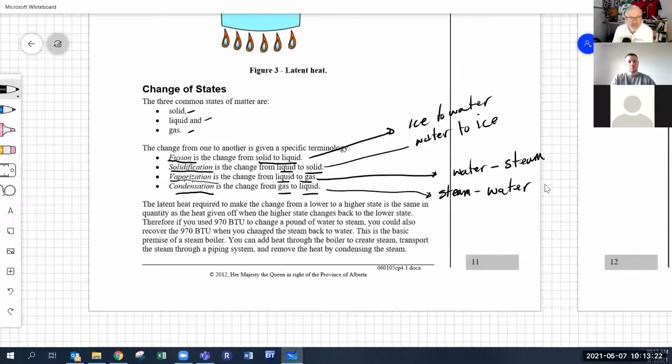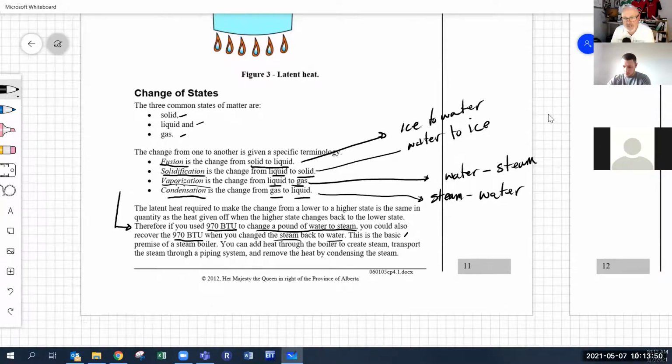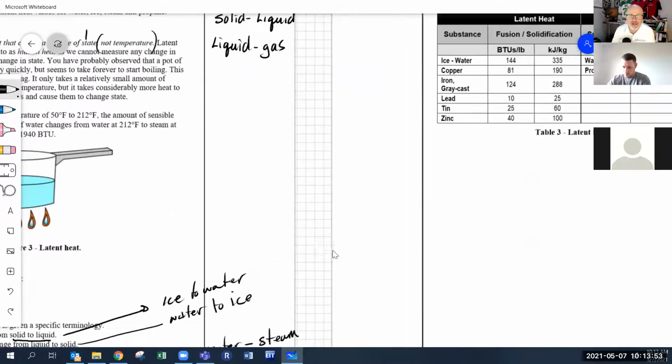Now, in here, the latent heat says if you use 970 BTUs to change a pound of water to steam, you could also recover that 970 BTUs when you change the steam back to water. And this is the basic premise of a steam boiler. So we're going to give you some variables on here and a new formula triangle.